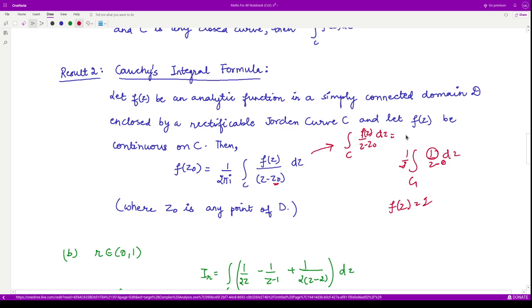So that would be equal to f at the point z naught multiplied by 2 pi iota. So this formula we'll be using. Now here our f of z in our case is simply 1. So f of z naught, f of 0 would be 1, right? f of 0 would be 1 because z naught here is 0. So this integration would be 1 into 2 pi iota.